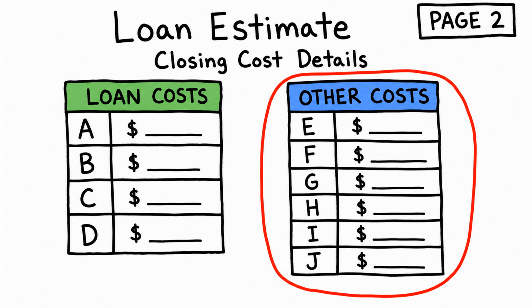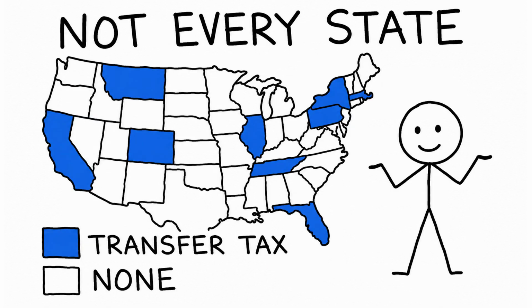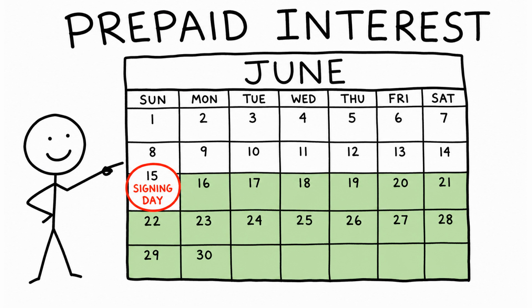And here's something worth knowing. Not every state charges a transfer tax, so depending on where you're buying, this line might be smaller or not there at all. Section F is prepaids, things you pay up front, like prepaid interest, which is the interest from your signing day to the end of the month, plus homeowner's insurance and property taxes. Section G is your initial escrow payment, the starting deposit into that escrow account.